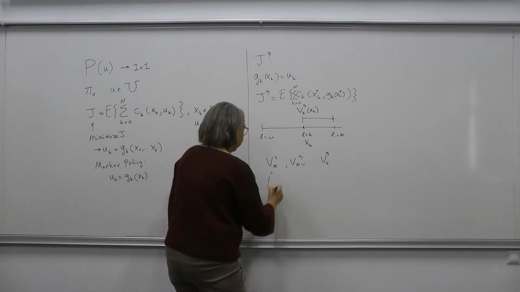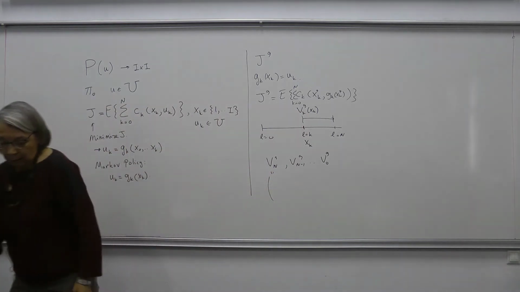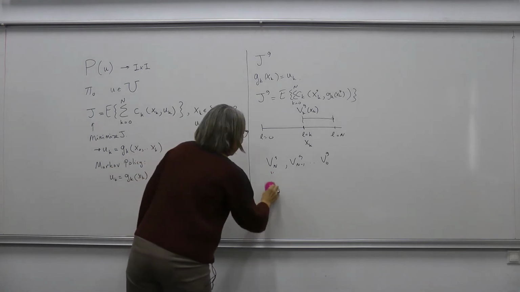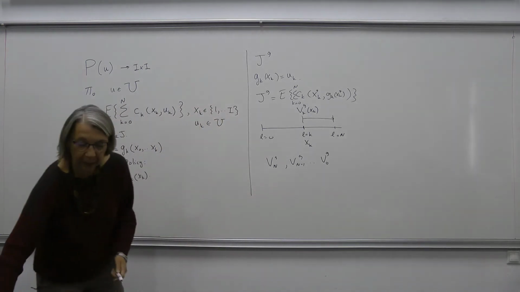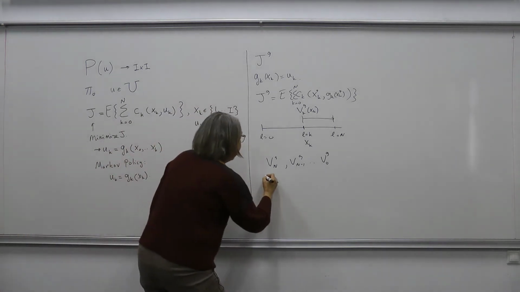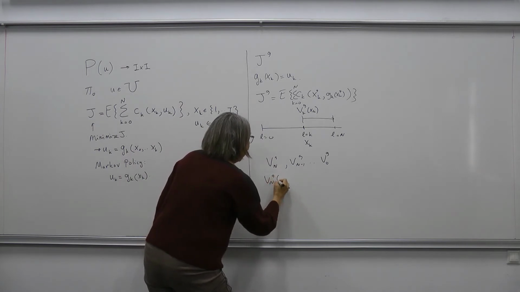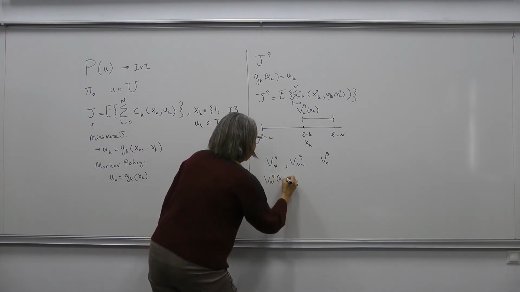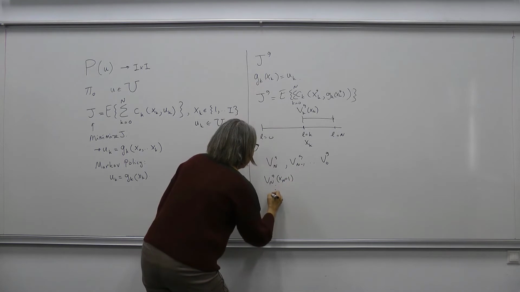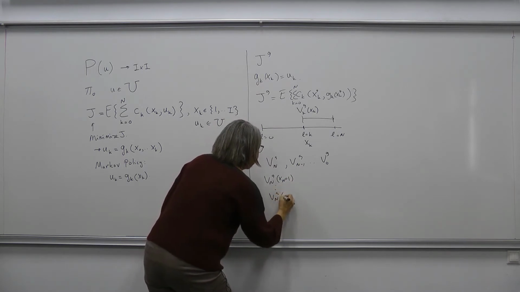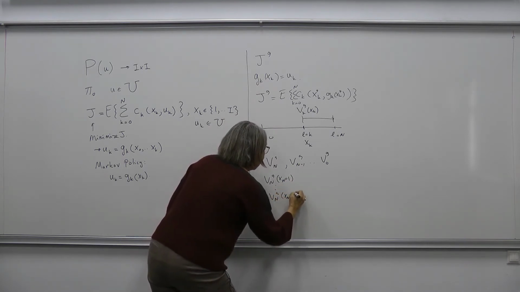So that will be equal to, depending on the state, V sub n g of state xn is equal to 1 up to V sub n g of the state xn is equal to I.